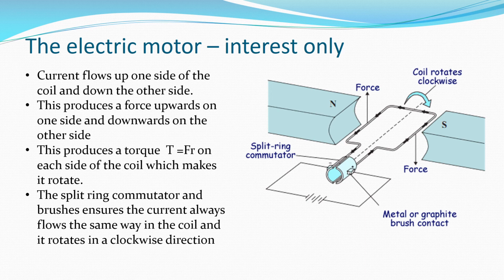So current flows up one side of the coil, as we can see from the supply. And then this produces a force on one side and a downwards force on the other side. So the current flowing in this direction is going to create a force. Is that upwards or downwards? Have a think. Remember, our magnetic field is going from north to south.